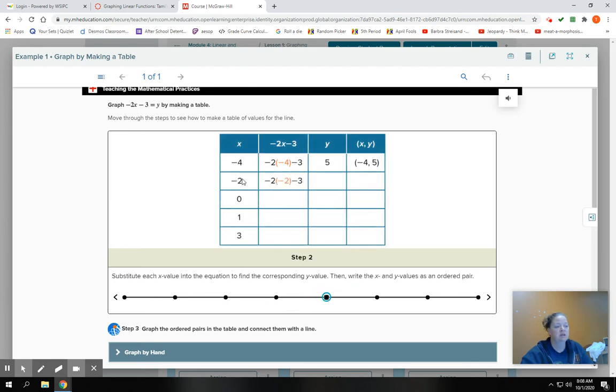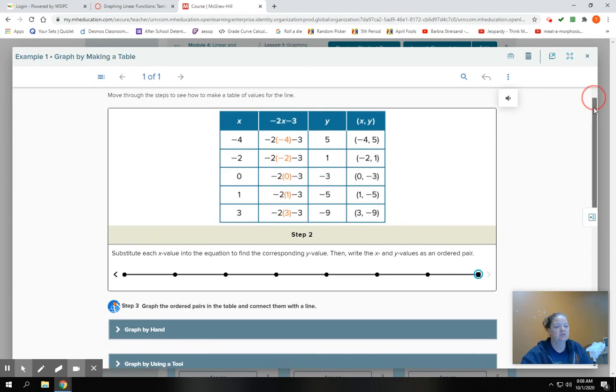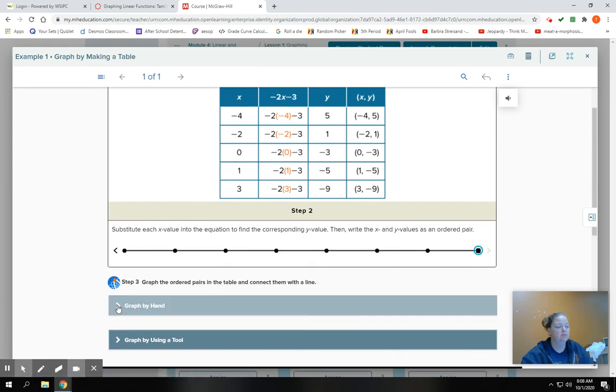Then they do the same thing for negative 2. You get 1. So negative 2, 1. And again for 0, 1, and 3. So we have the points negative 4, 5; negative 2, 1; 0, negative 3; 1, negative 5; and 3, negative 9. What we do with those points is we put them onto a graph.